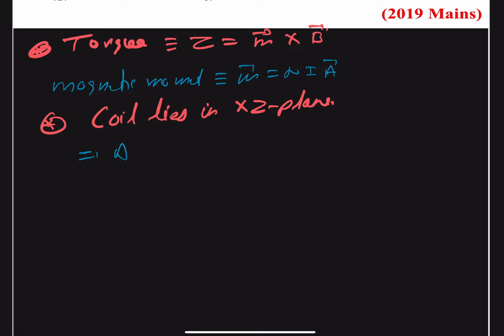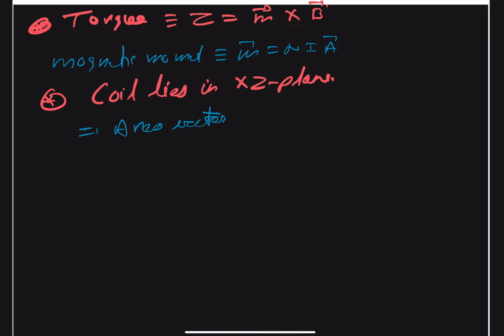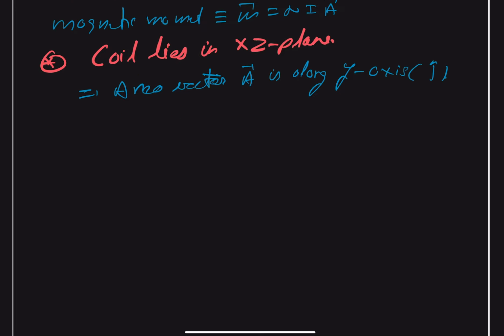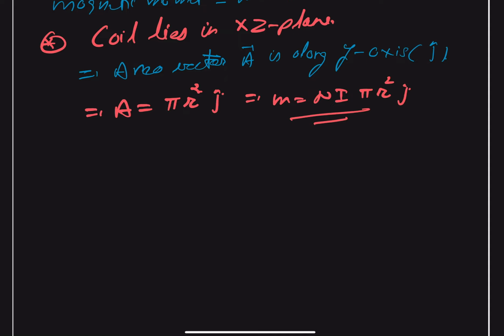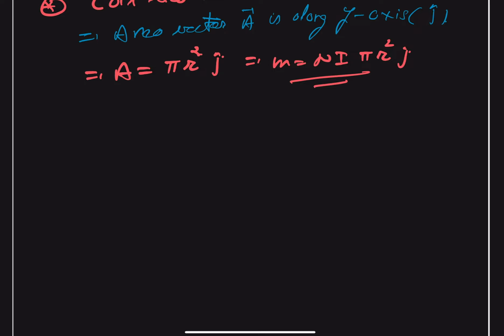the area vector A will be along the perpendicular, that is our y axis, or we can say the j unit vector. So we can write that our area A is pi r square, and this we have as a j unit vector. Therefore magnetic moment m will be equal to N I pi r square, and we have this as j unit vector, and magnetic field is also given as B into i unit vector.